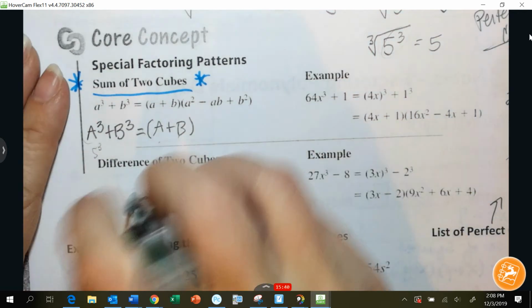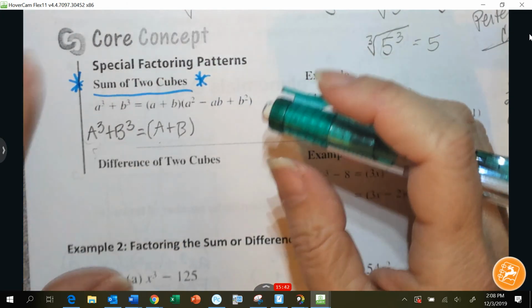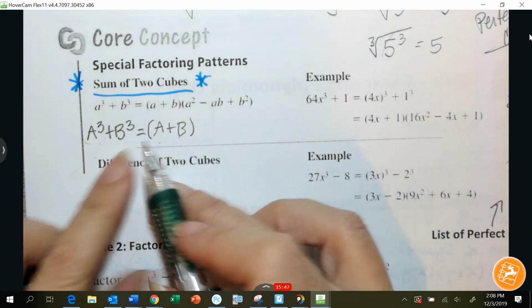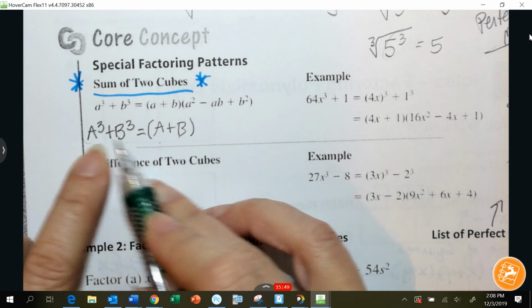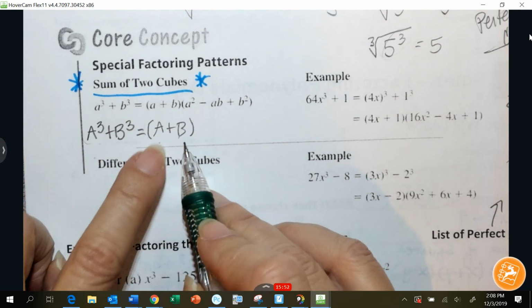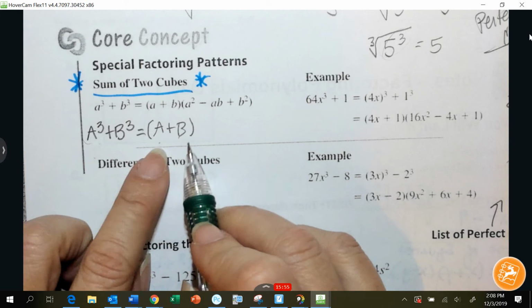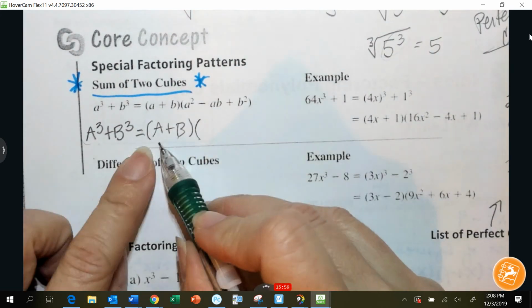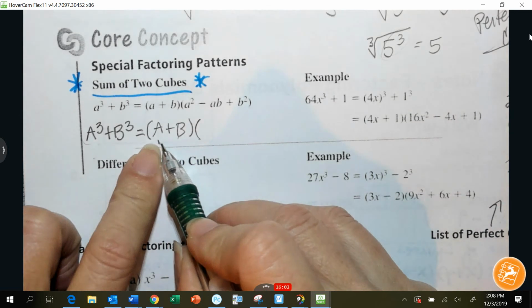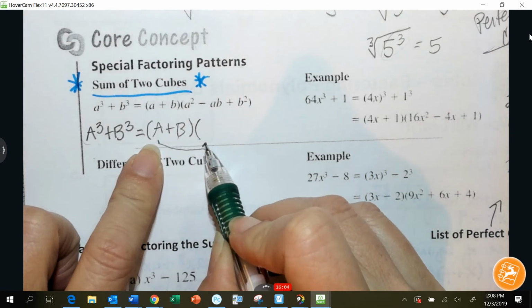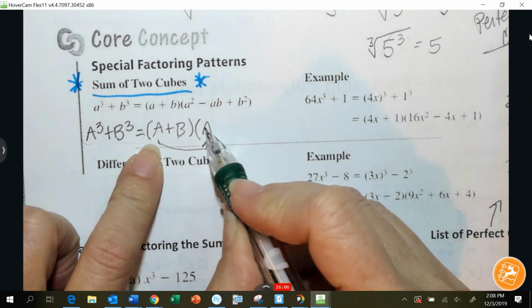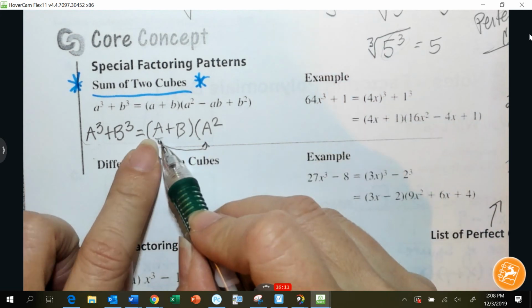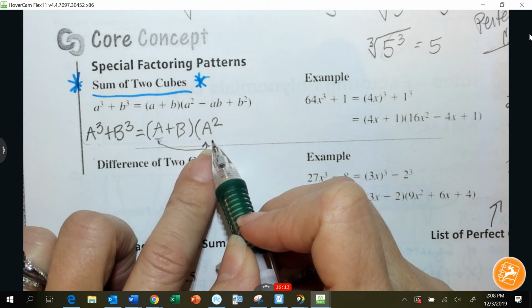5 plus b. We're going to do some real examples without the formula, but I'm writing the formula. First, I take the cube root of this one and the cube root of this one. That's how I get a and b. Then I take the a answer and square it.